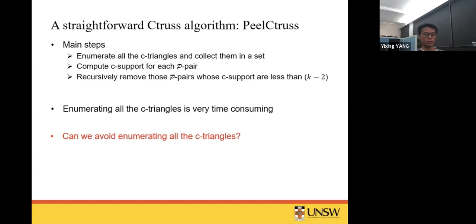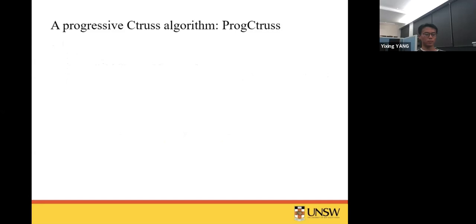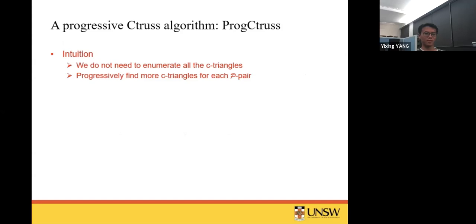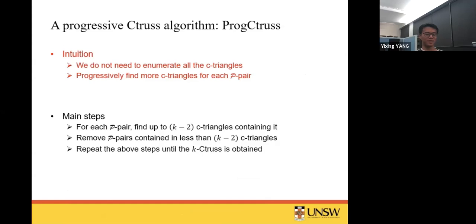Following the intuition to avoid enumerating all the c-triangles, we propose a progressive c-truss computation algorithm, which is called proc-Ctruss. It progressively finds more c-triangles for each p-pair, and the main steps are listed here. At start, for each p-pair, it finds up to k-2 c-triangles containing it. Next, it removes p-pairs containing less than k-2 c-triangles. Finally, it repeats the first two steps until the k-Ctruss is obtained.